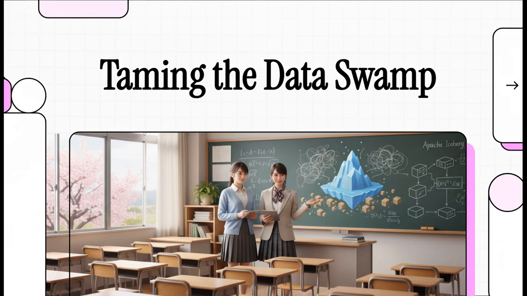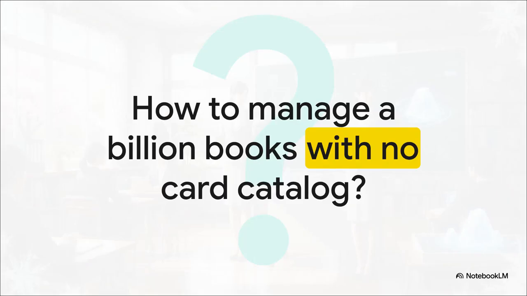All right, let's jump right in. We're going to talk about a massive problem in the tech world. How do you handle enormous amounts of data without it all just turning into a giant, chaotic mess? Today, we're going to look at how to tame what's known as the data swamp, using a really cool technology called Apache Iceberg.